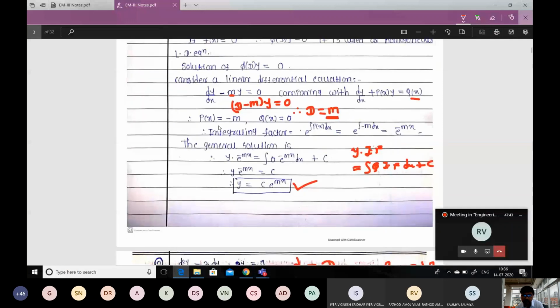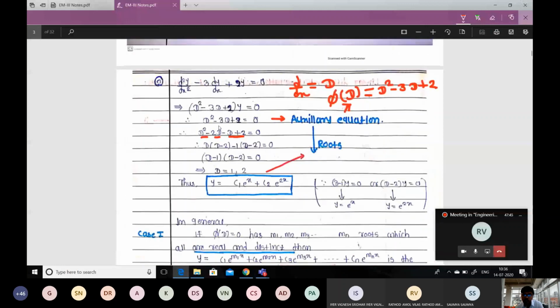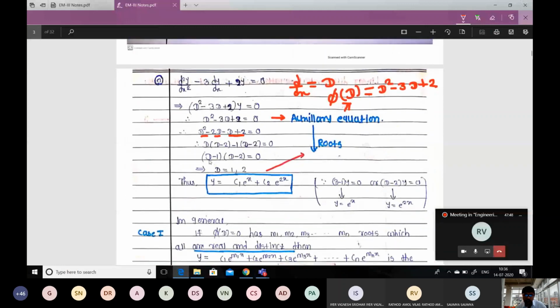But in the case of a higher order differential equation, that is a second order differential equation, we get two factors: one is d minus 1 and another is d minus 2. Corresponding to (d minus 1) y equal to 0, we get y is equal to e to the power x, and corresponding to (d minus 2) times y equal to 0, we get y is equal to e to the power 2x. Therefore their addition together, with the arbitrary constants c1 and c2, gives the complete solution of this homogeneous differential equation.